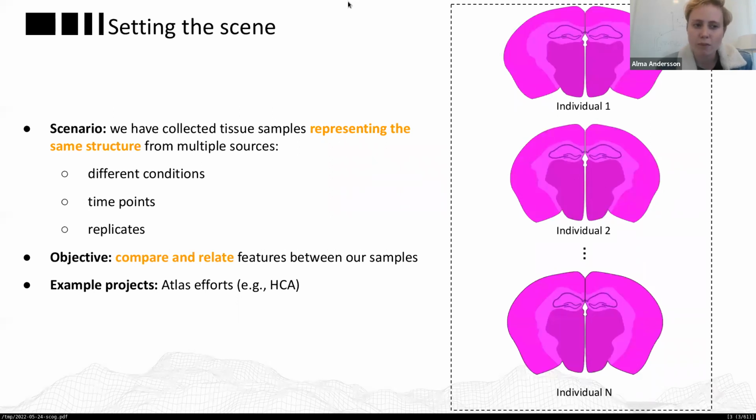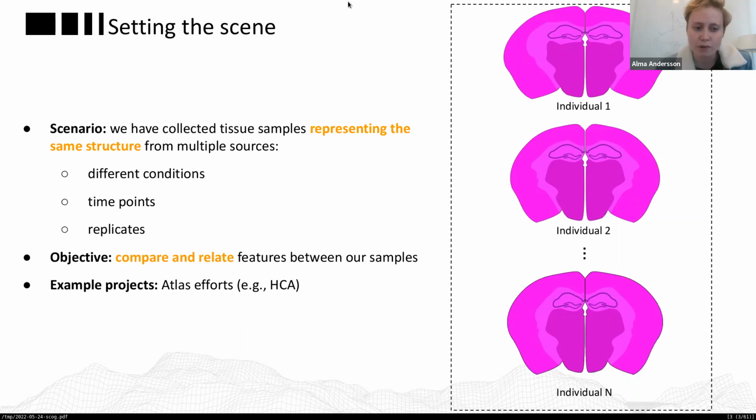And you can imagine a fairly common scenario that we often encounter in our projects or experiments where we have collected tissue samples representing the very same structure, but from multiple different sources, such as, for example, different conditions, case and control, or different time points, for example, along the developmental trajectory, or maybe just have different replicates from different individuals to get more statistical power. And very often in these projects or experiments, one of our main objectives is to compare and relate features between our different samples. That's the whole point of gathering these samples.